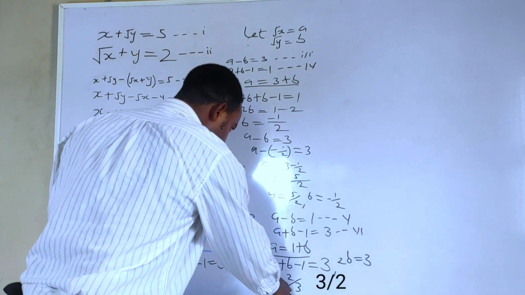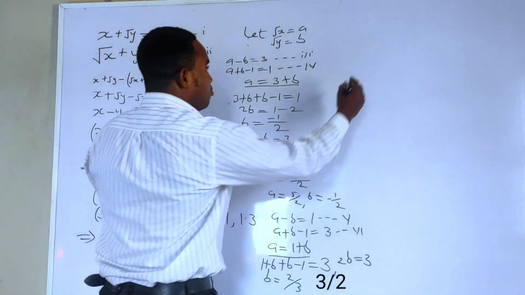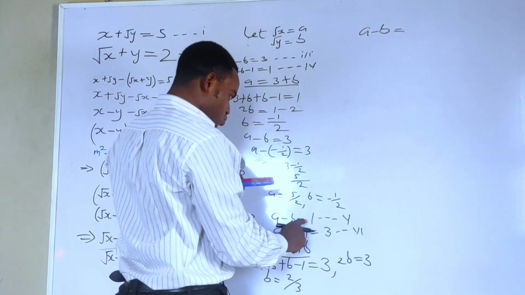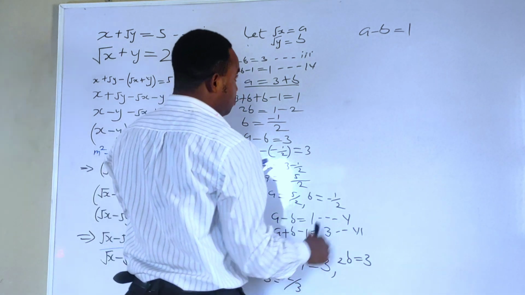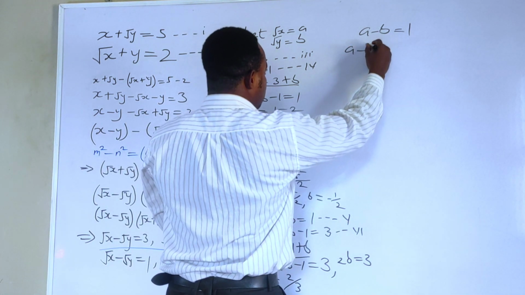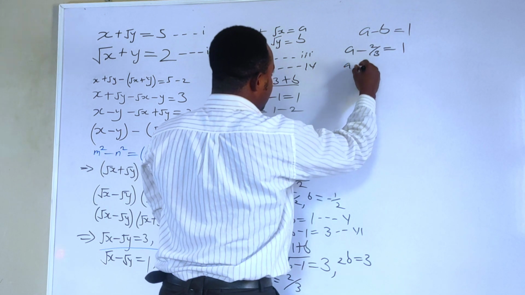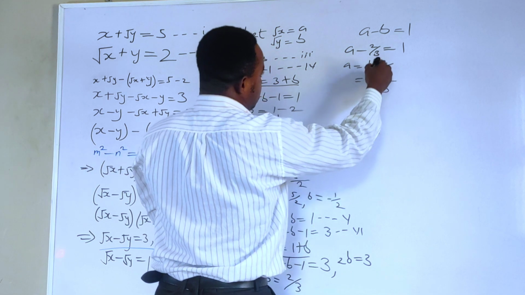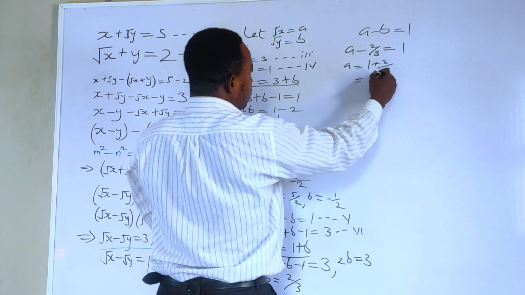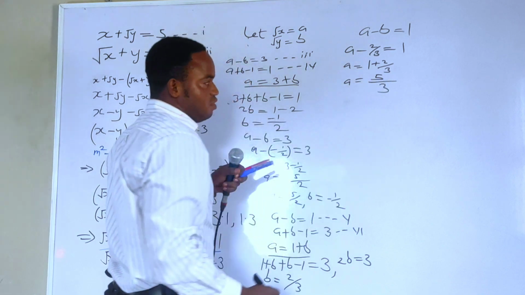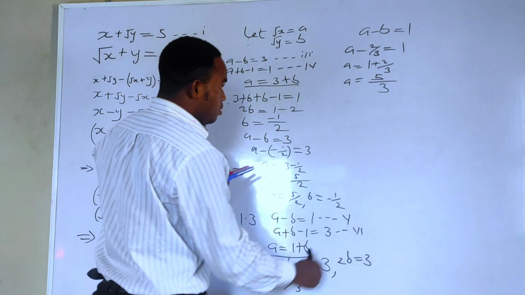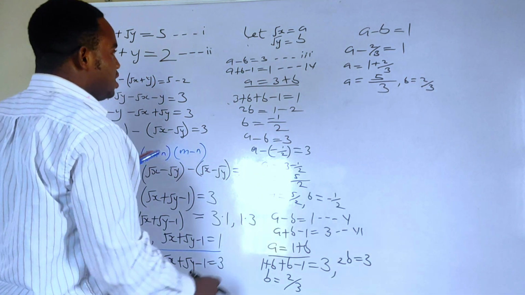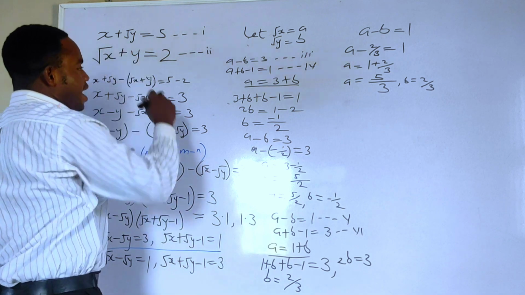Let us put this in the first equation, which is a minus b is equal to 1. Here we have b is 2 over 3. So a minus 2 divided by 3 is equal to 1. And a is equal to 1 plus 2 divided by 3. This will be 5 over 3. And a is 5 divided by 3 when b is 2 divided by 3. Well, these are the set of solutions for a and b.